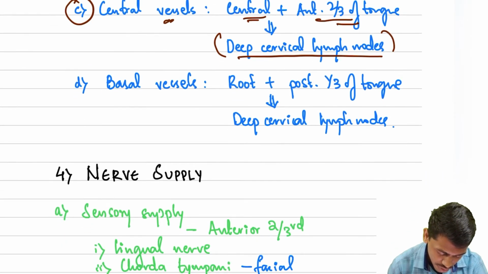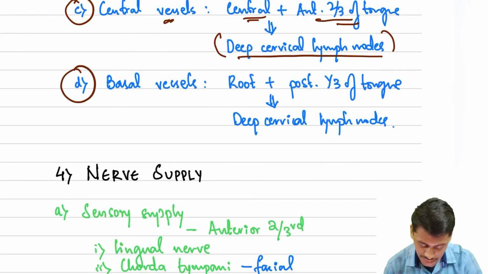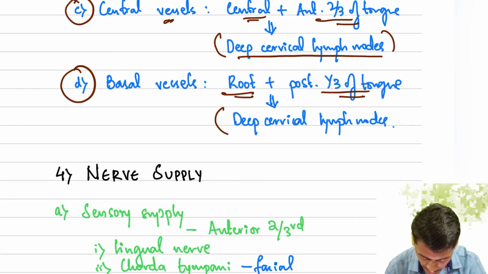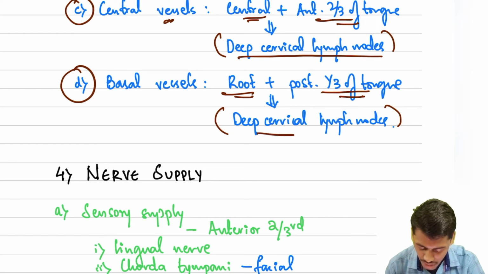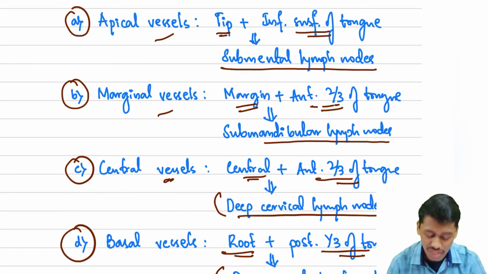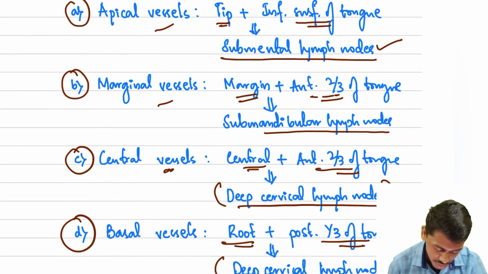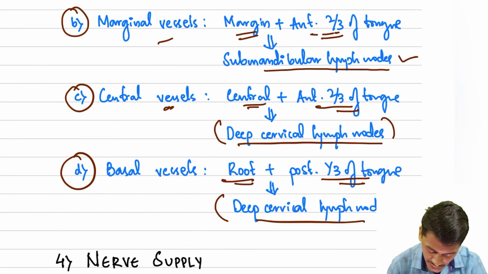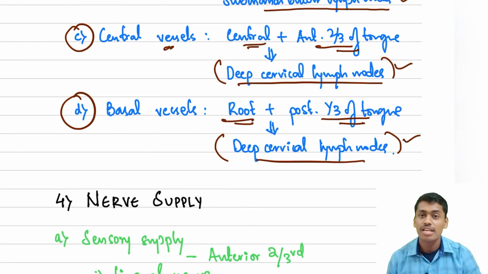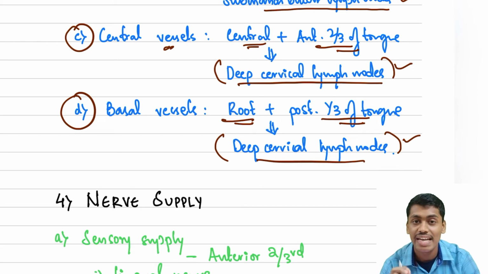And finally, we have the basal vessels, and these basal vessels drain from the root of the tongue as well as the posterior one-third of the tongue, and they again drain into the deep cervical lymph nodes. So what do we have? The apical vessels draining into the submental lymph nodes, the marginal vessels draining into the submandibular lymph nodes, the central vessels draining into the deep cervical, as well as the basal vessels draining into the deep cervical lymph nodes. So this is about the lymphatic drainage of the tongue.